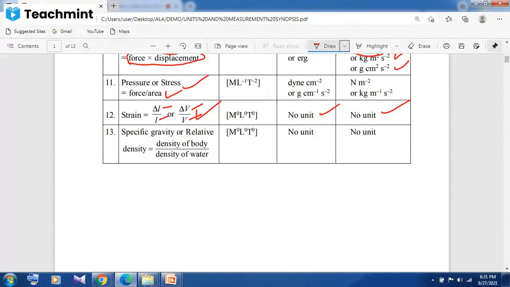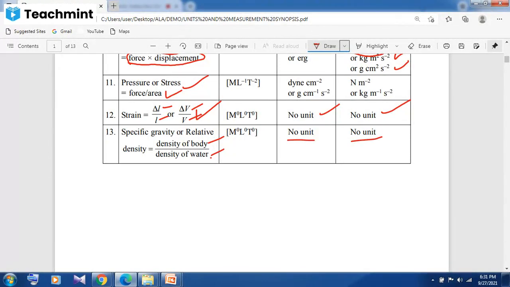Let us go for specific gravity or relative density. It is a similar kind of physical quantity: the density of a body with respect to the density of water. For example, the relative density of mercury is around 13,000 divided by 1000, because 1000 is the density of water and around 13,000 is the density of mercury. So the relative density of mercury is 13. Why? Because it doesn't have any unit. Density is in the numerator and density in the denominator. Density means kg per meter cube, and kg per meter cube cancels, and finally you end up with no unit.